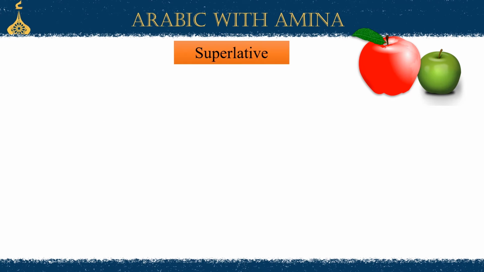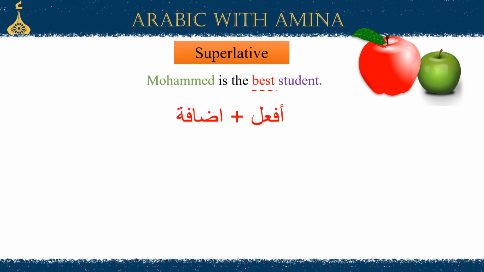For the second method, we will be using the sentence Muhammad is the best student. Here we are defining what Muhammad is the best at. It is defined by the word student. We have best student. So in Arabic, that would be the adjective in the form of أفعل plus an إضافة, or an annexation. The root of best in Arabic is فضل. To put it in the أفعل form, we will add alif to the beginning and say أفضل.